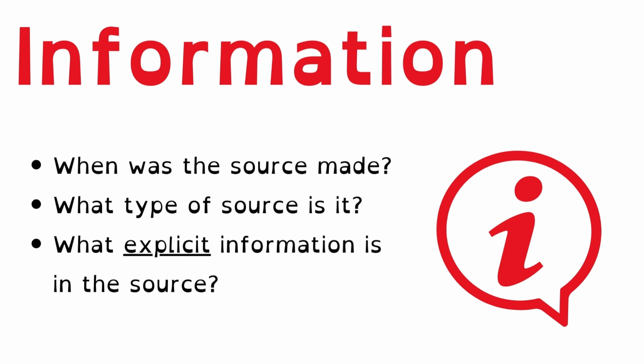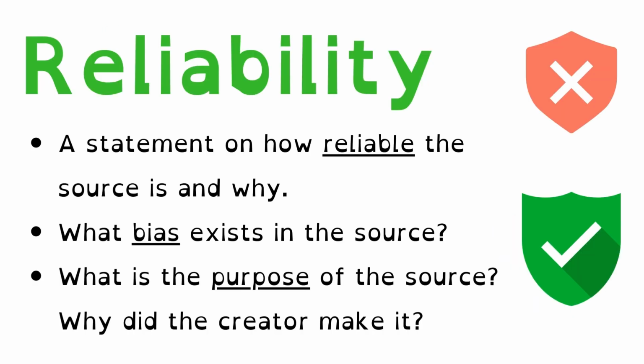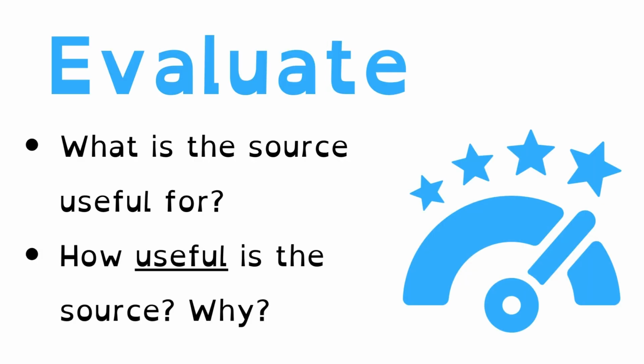For this step, you need to say when the source was made, what type of source it is, and then the explicit information that is in the source as well. R for reliability. So you need to have a statement on how reliable the source is and why, what bias exists in the source, and what is the purpose of the source. Why did the creator make it? And then the last step of WIRE is E for evaluate. So what is the source useful for? And then how useful is the source and why?